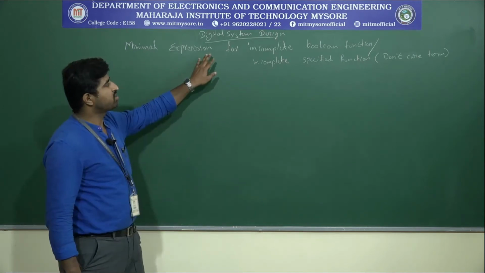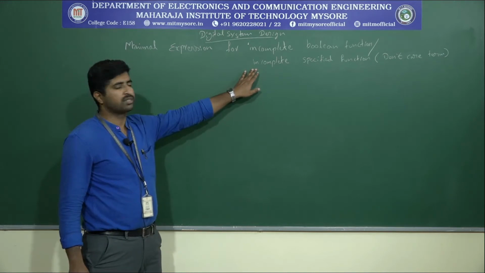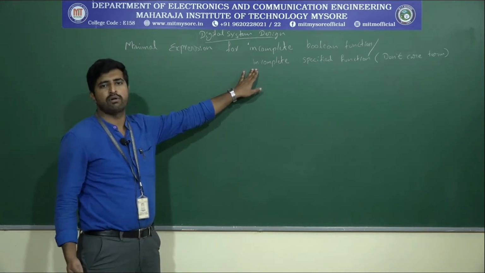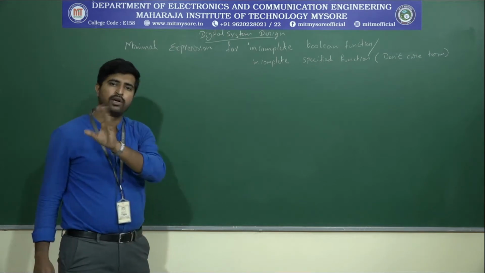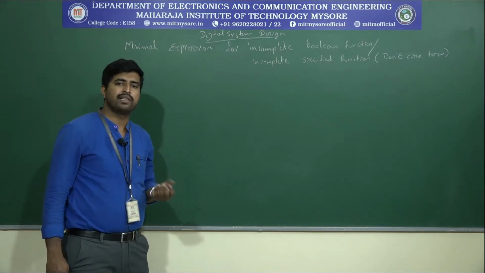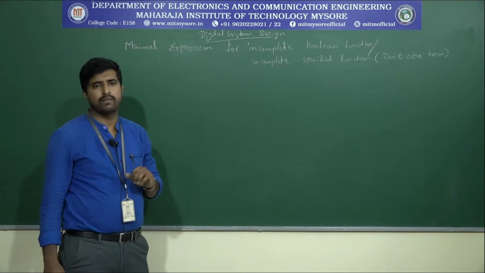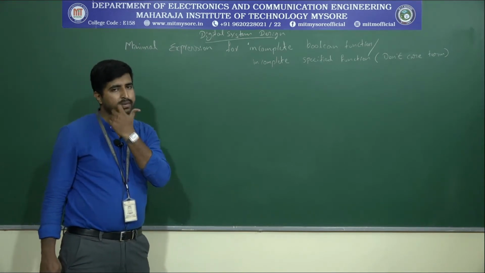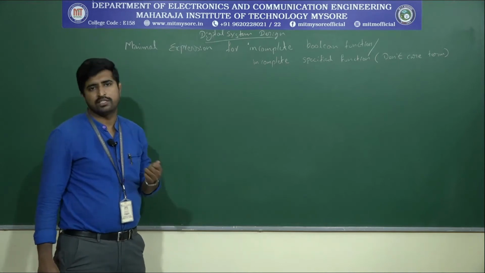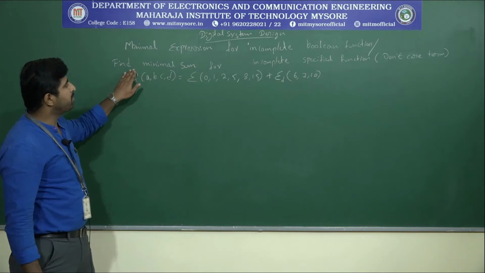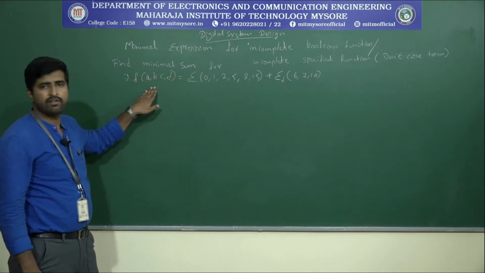In the equation, these incomplete Boolean functions or don't care terms will be mentioned. When the problem statement is given, they will specify for which input combinations the don't care terms will be there. So let's take an example problem so that we are able to understand that. The problem is: find the minimal sum for the given function.